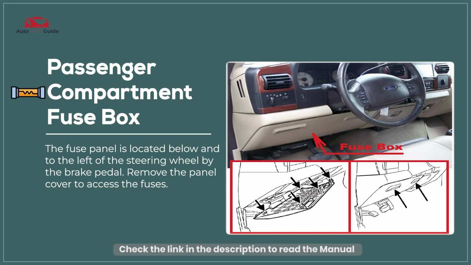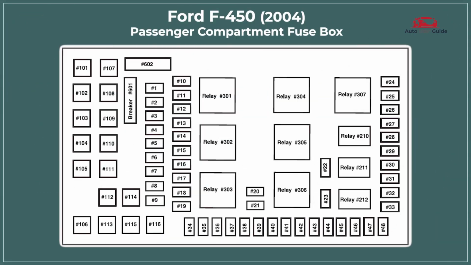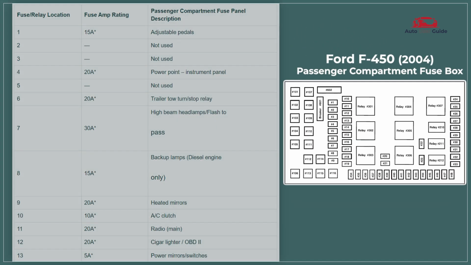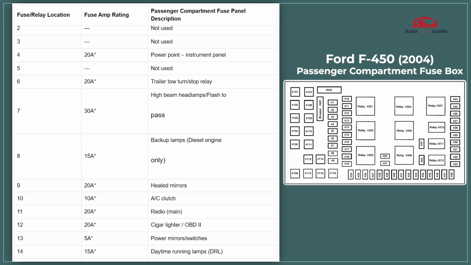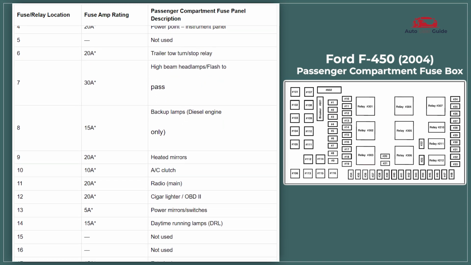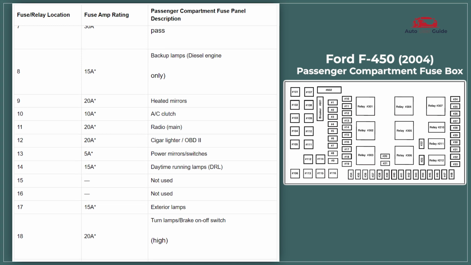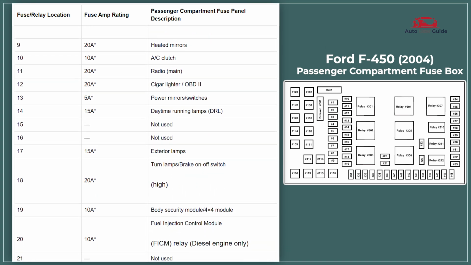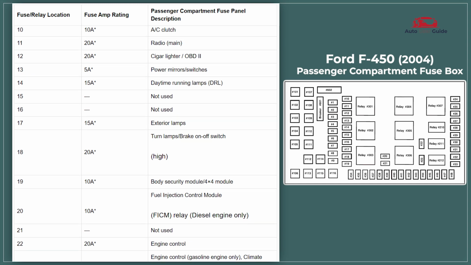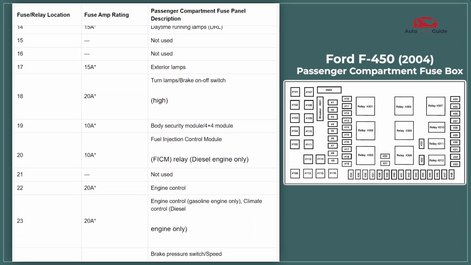Passenger compartment fuse box. The passenger compartment fuse box in the 2004 Ford F-450 houses fuses and relays that protect circuits for key interior components, such as the instrument panel, power windows, radio, and interior lights. It ensures electrical safety by preventing overloads and short circuits. Each fuse is labeled for easy identification and replacement.